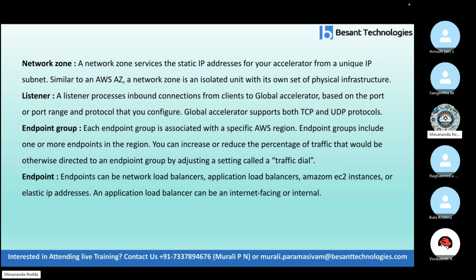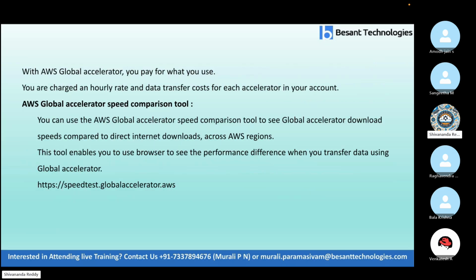Endpoint group. Each endpoint group is associated with a specific AWS region. An endpoint group includes one or more endpoints in the region. You can increase or reduce the percentage of traffic that would otherwise be directed to the endpoint group by adjusting a setting called the traffic dial. Endpoints are the load balancers. Then, to check the speed, we can use a speed comparison tool.